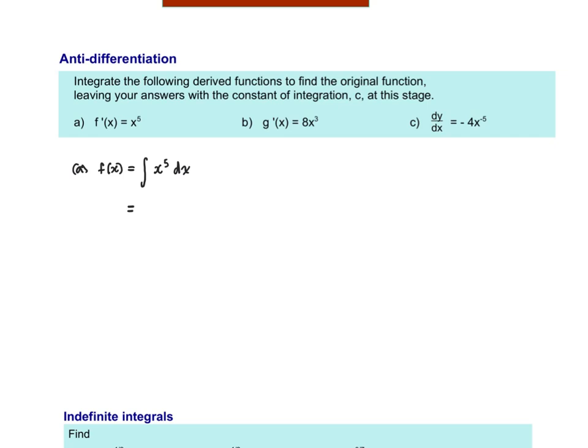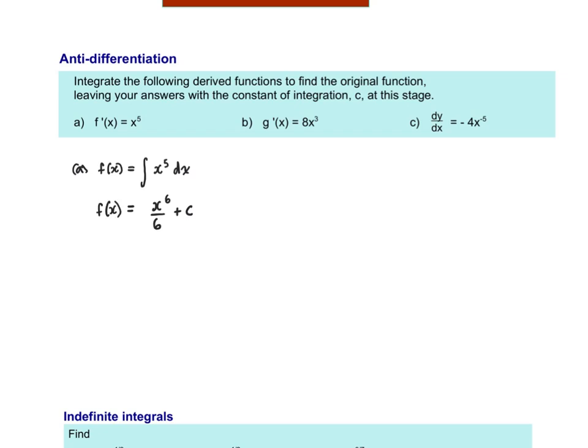So when we go to do that, we're just using the rule, which was add 1 to the power, so it becomes x to the power of 6, and then divide it by the new power, which is 6. So the answer is x to the power of 6 divided by 6 plus c.